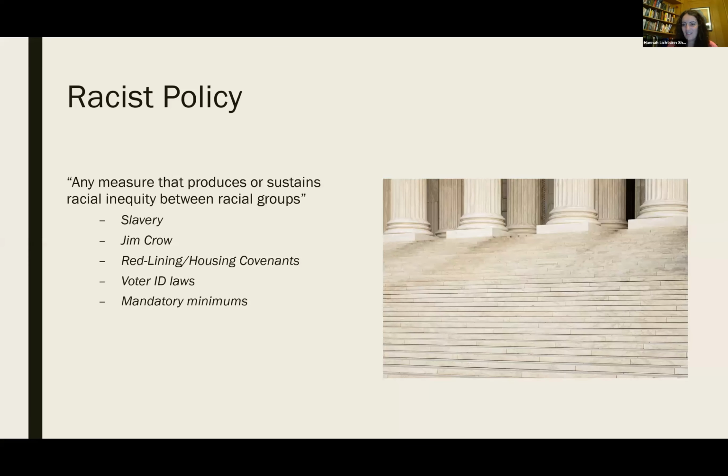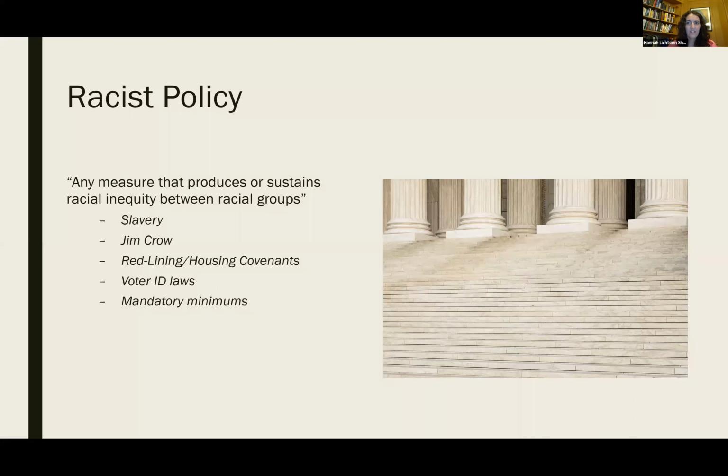Racist policies. This is, I think, where we really should spend some time and really think about our own lives too. So a racist policy is any measure or policy that produces or sustains racial inequity between racial groups. So not just something that is overtly creating a disparity, but anything that also maintains existing disparities is a racist policy.